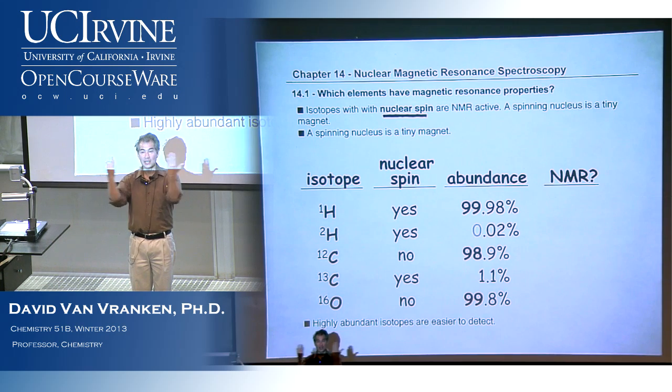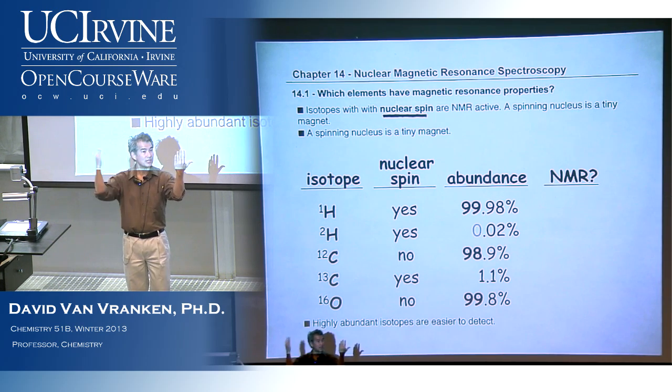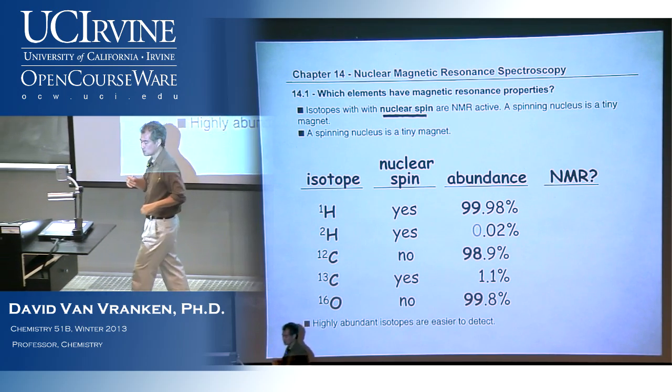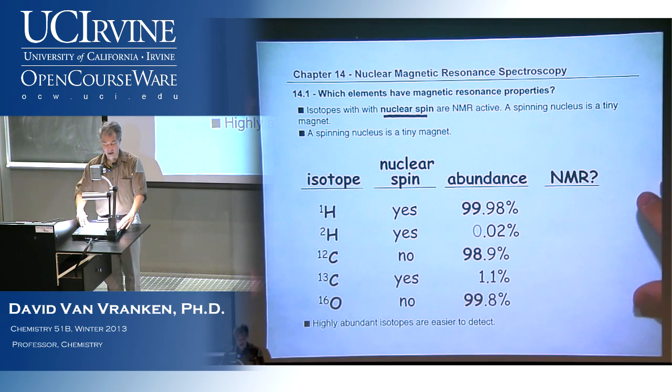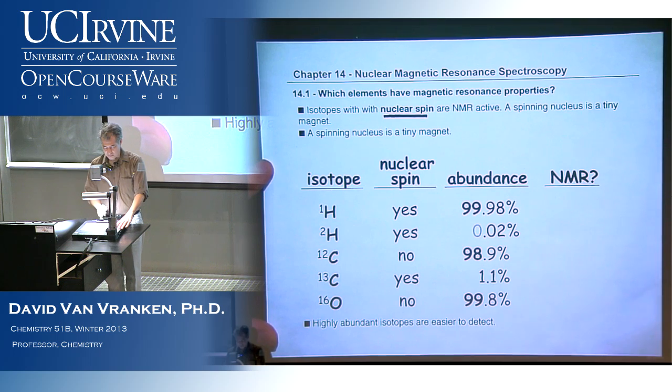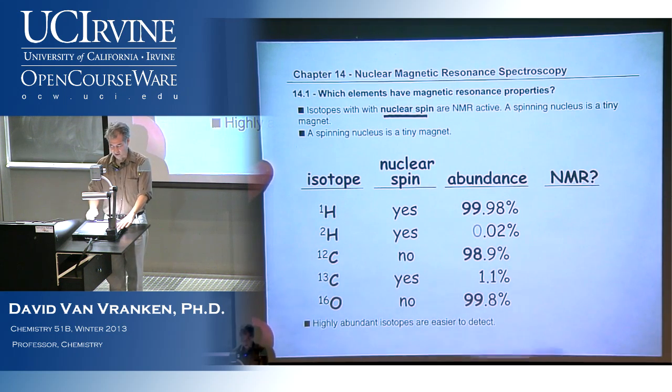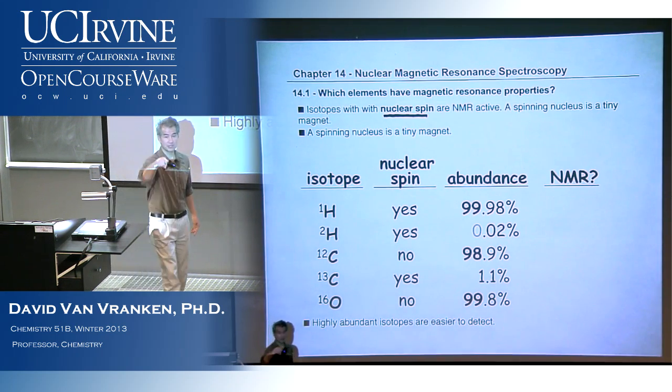When you put two nuclei that have spin together, those two tiny magnets can interact. When you put a nucleus with spin in a big magnetic field, it will interact with the magnetic field. So if we look at the common isotopes on organic molecules, carbon, hydrogen, nitrogen, oxygen, yes?